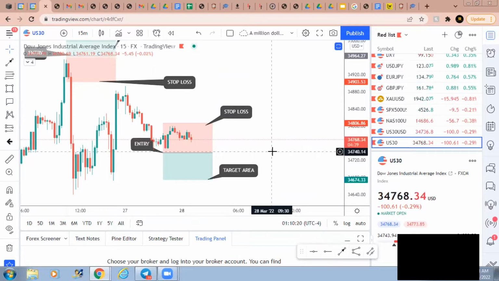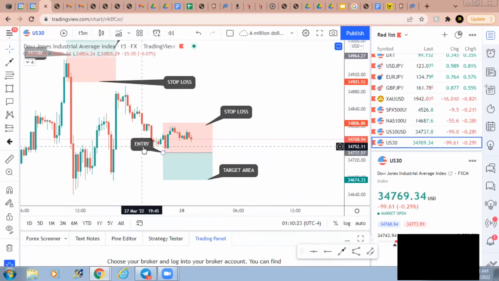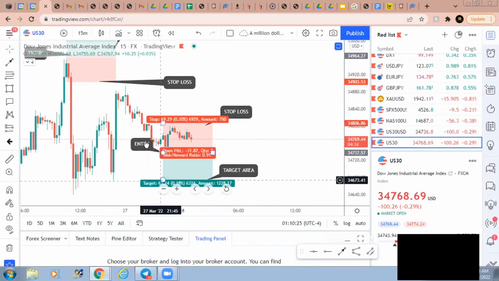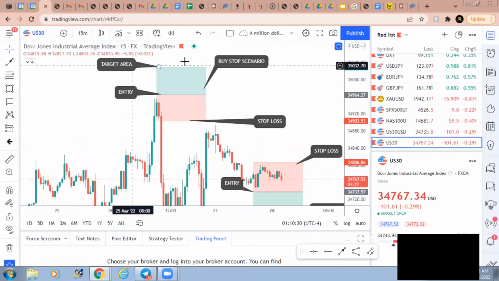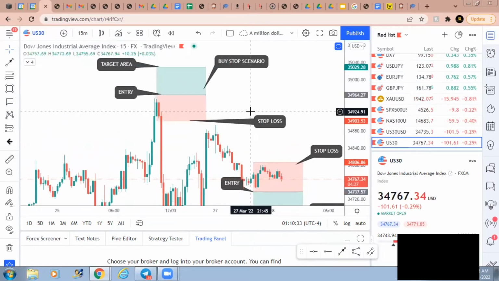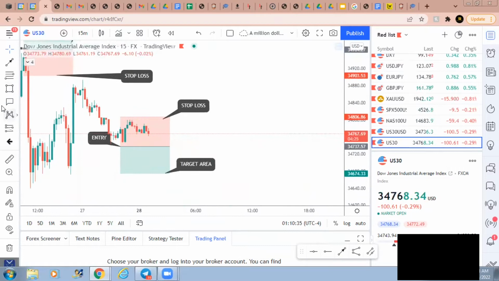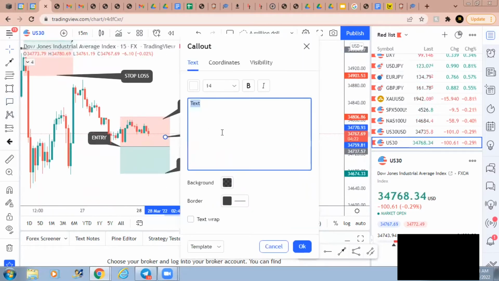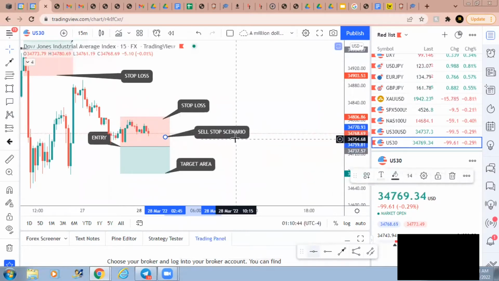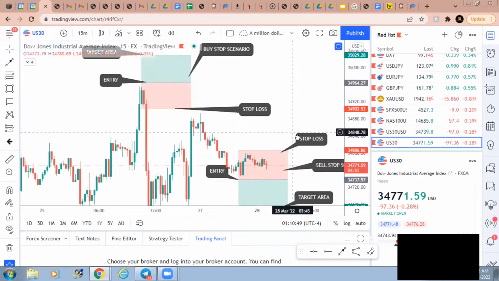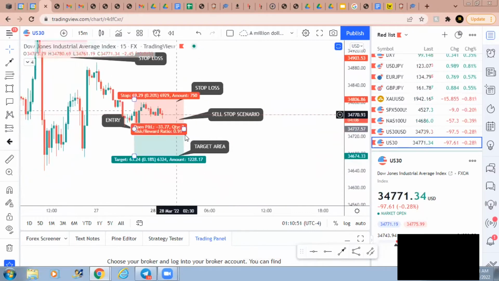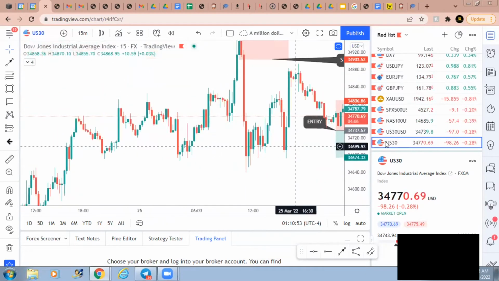Always remember that. Entry, stop loss, target. Entry, target, stop loss for the buy stop. And of course, this is the sell stop scenario. You always want to keep that in mind. This is exactly how you place a buy stop, and it's how you do a sell stop right here, if you're using that trading method.